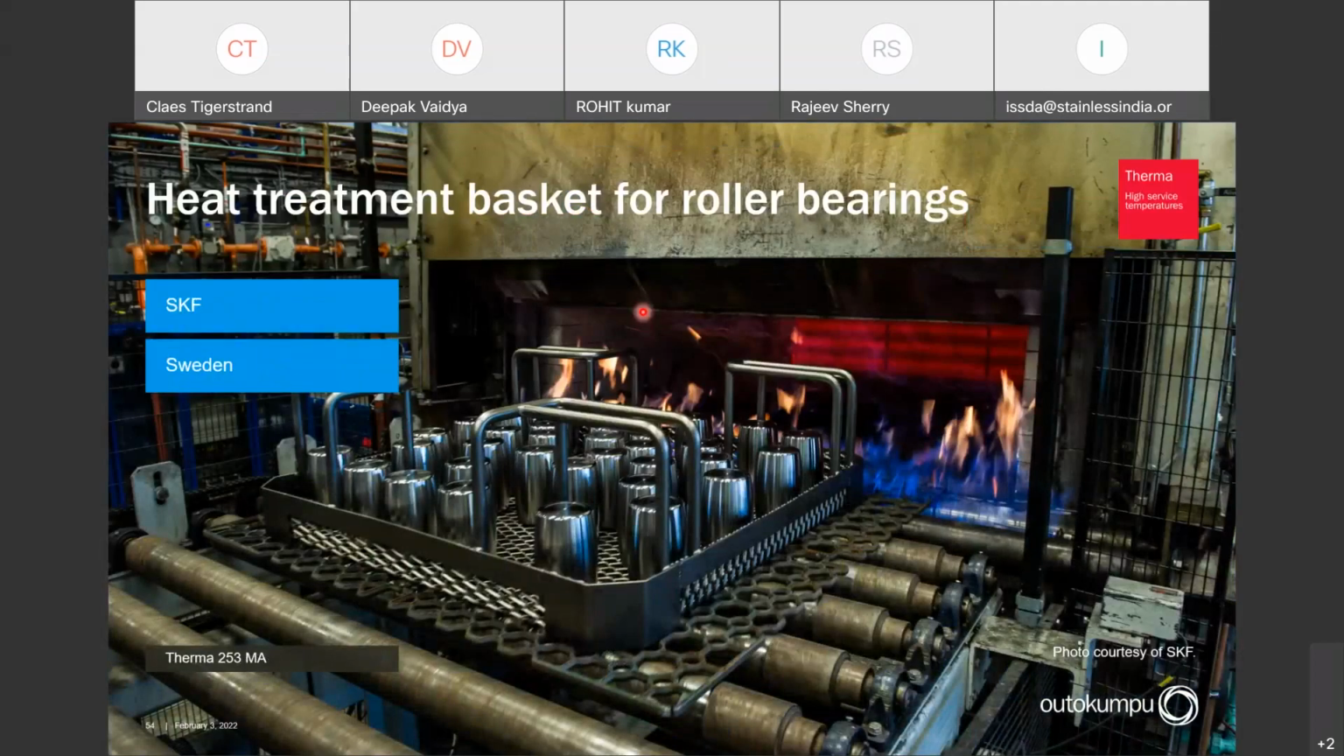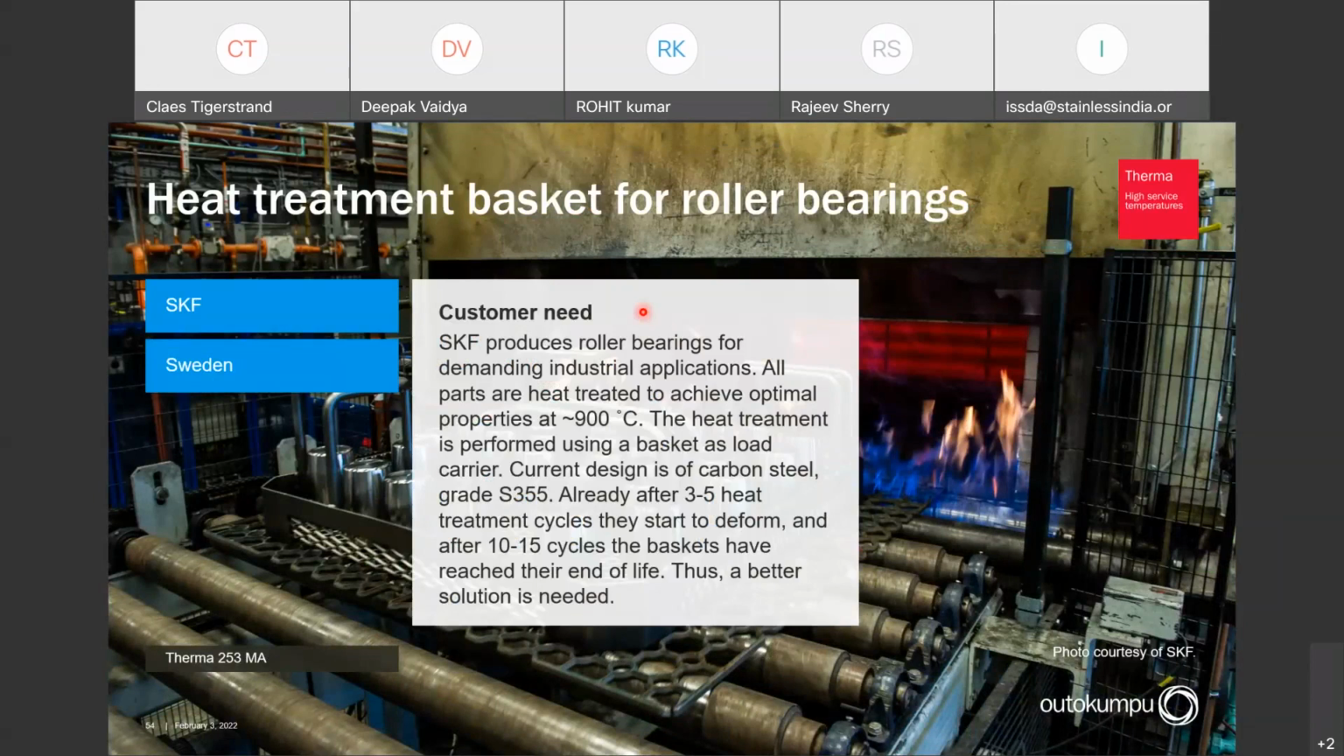Going up to higher temperature, we're talking about a heat treatment basket. SKF is a Swedish producer of roller bearings. They need to heat treat their bearings, and that is done in furnaces at 900 degrees C. Until now, they have used carbon steel for the baskets for the heat treatment, but using carbon steel, the basket only lasts about 3 to 5 cycles of heat treatment, and after 10 to 15 cycles of heat treatment, they need to scrap the basket, and of course that is not a good sustainable solution here.